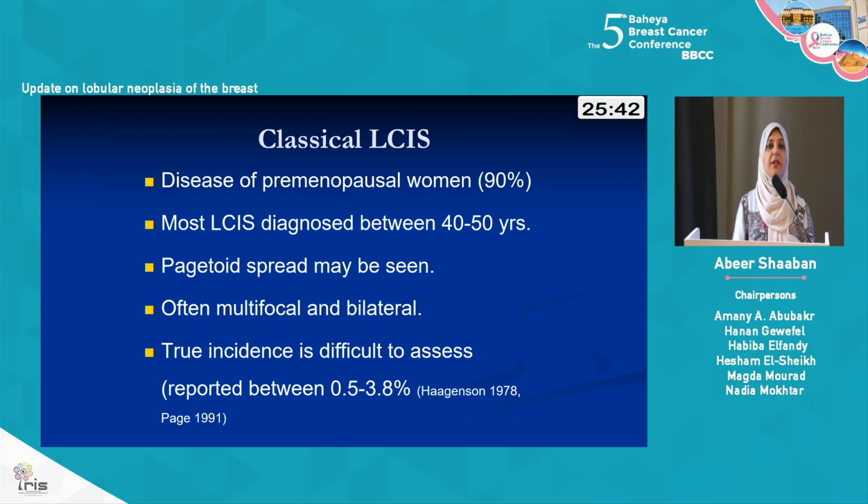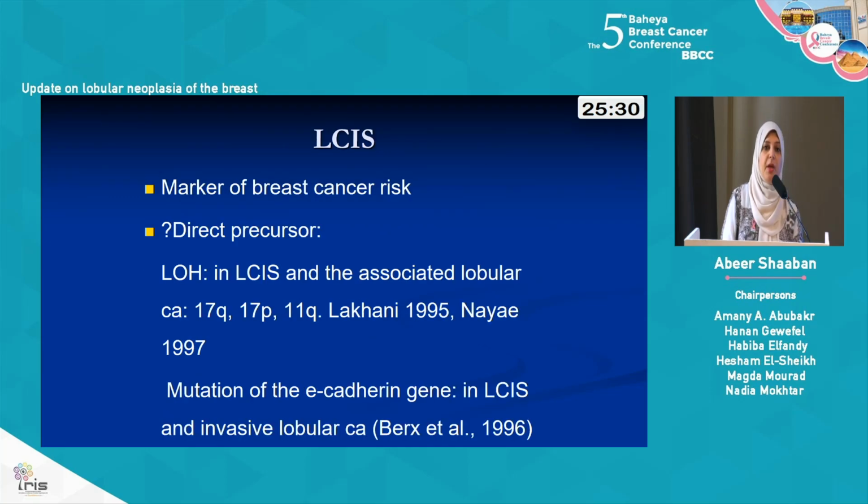So classic LCIS is usually a disease of premenopausal women, can be multifocal and bilateral. The true incidence is low, ranging from 0.5 to 3.8%. Long believed to be a marker of increased breast cancer risk, but now more recently we think it is a direct precursor for invasive lobular carcinoma because it shares the same molecular profile and it has the same mutation of the E-cadherin gene.